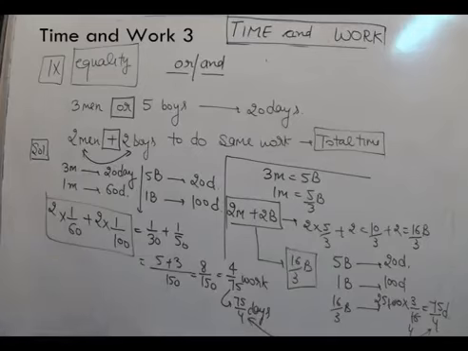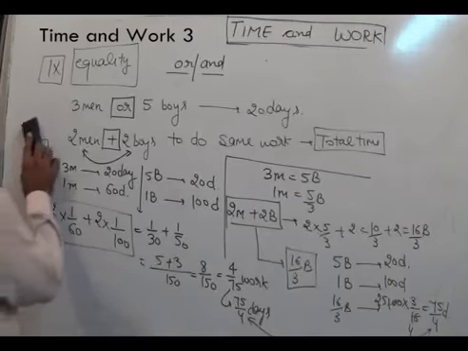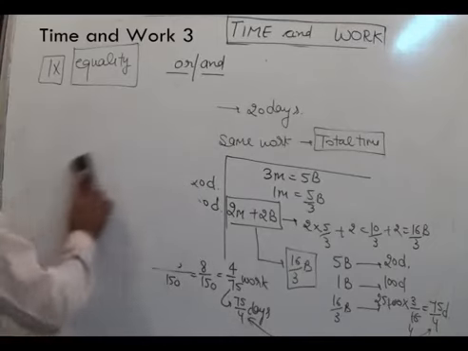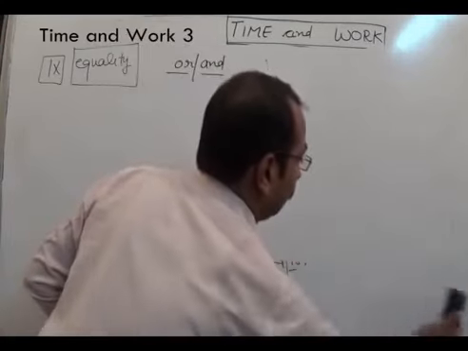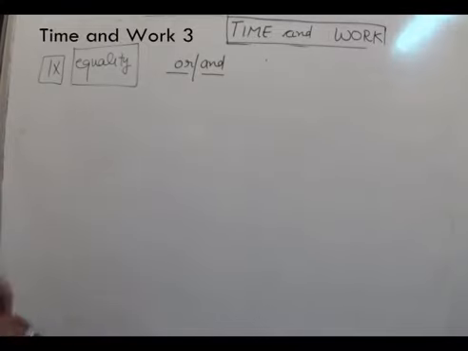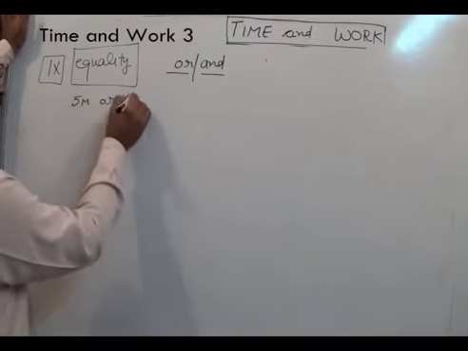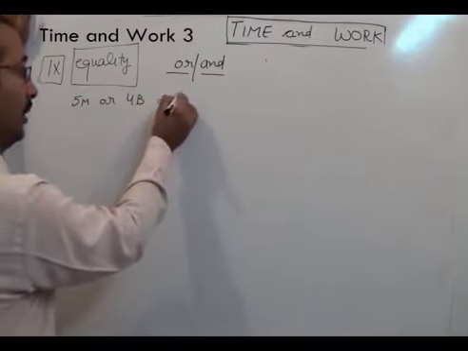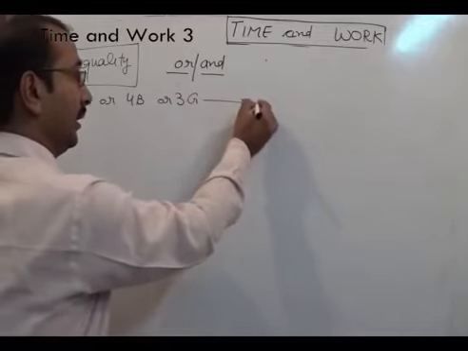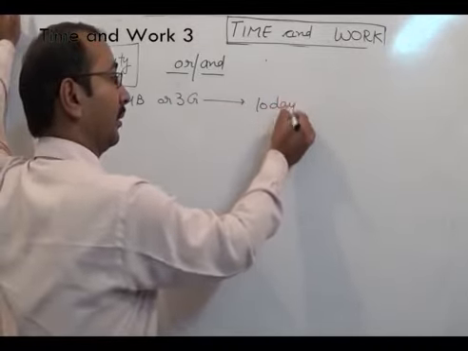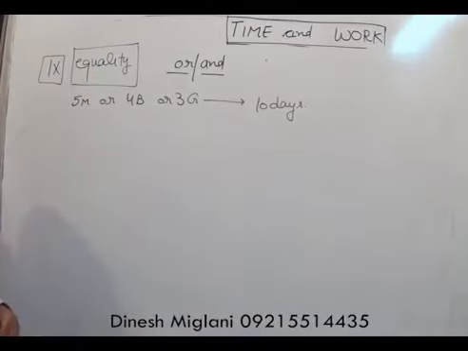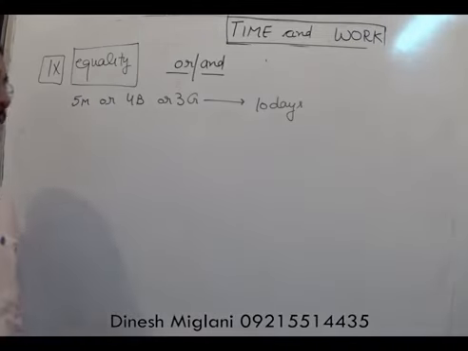We will take one more statement in which, in place of 2, we have 3 variants. In place of men and boys, we also have girls. Suppose the question is: 5 men or 4 boys or 3 girls can take 10 days to do a work. It means if 5 men have to work, they will take 10 days. If 4 boys have to work, they will take 10 days. If 3 girls have to work, they will take 10 days to do a work.